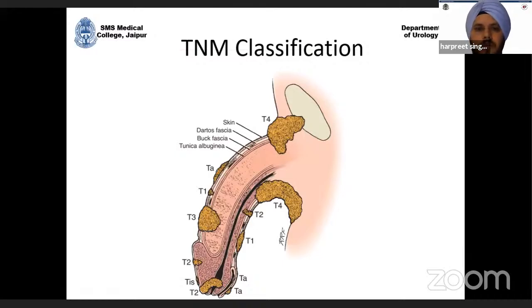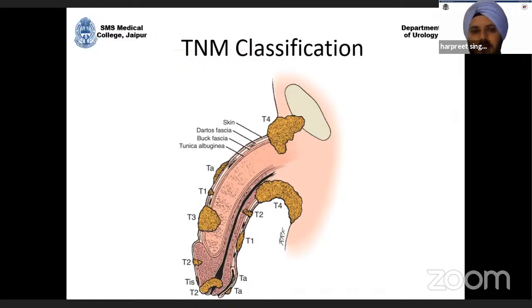The T2 is when the tumor invades the corpus spongiosum with or without involvement of the urethra. Then the T3 is when the tumor invades the corpus cavernosum with or without the urethra. This is different from the previous classification, in which the T3 was involvement of the urethra, and the T2 was involvement of the corpora spongiosum and the corpora cavernosa. The T4 is when it involves adjacent structures like the prostate, pubic bone, and the scrotum.